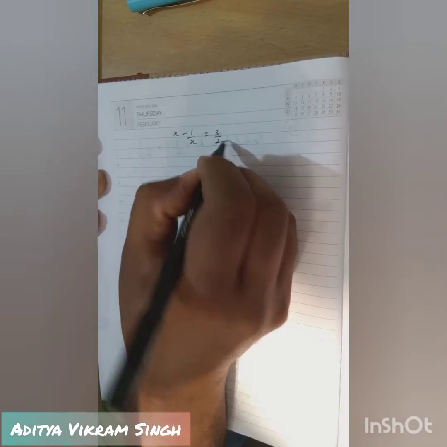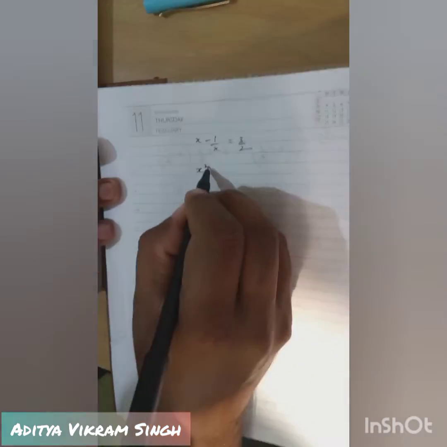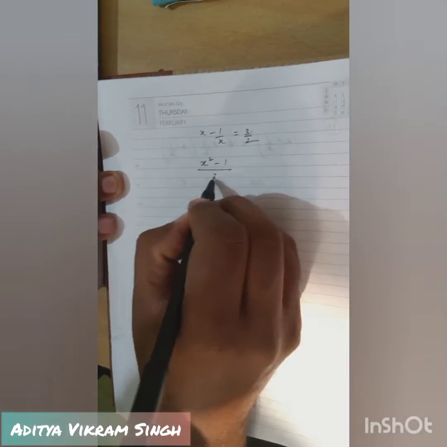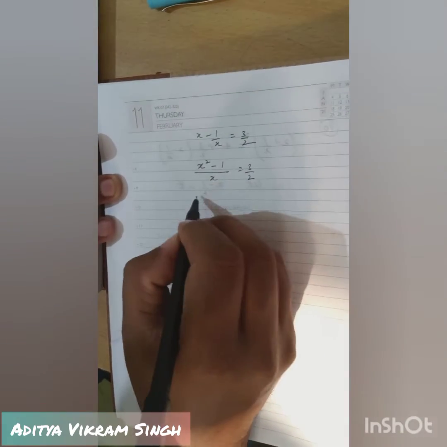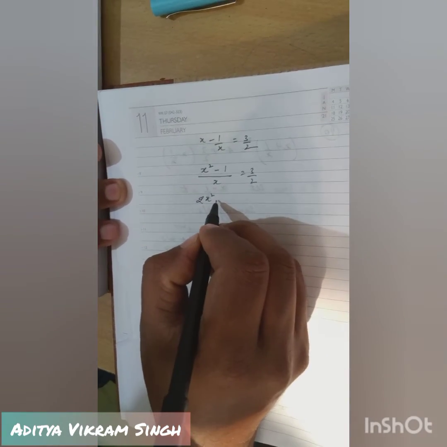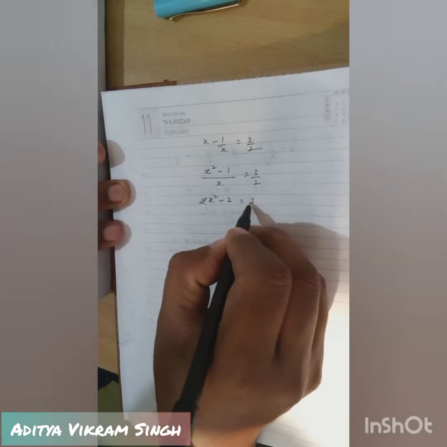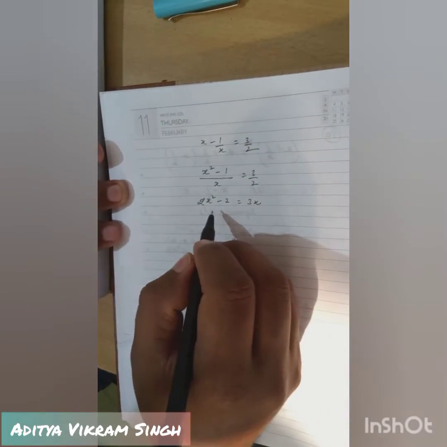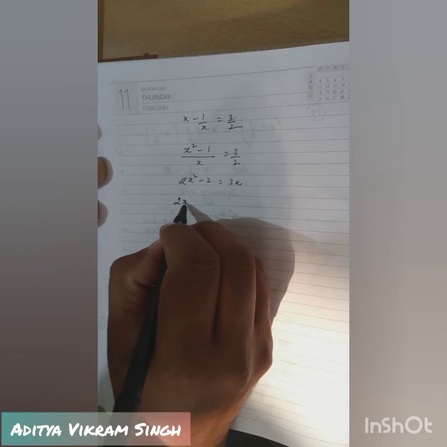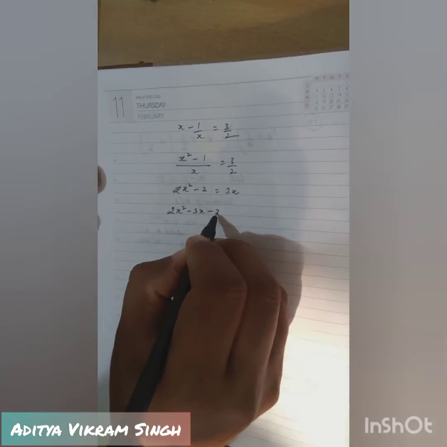x minus 1 by x is equal to 3 by 2. So if we just take LCM, here x square minus 1 by x is equal to 3 by 2. Just cross multiply, we get 2x square minus 2, which is equal to 3x. We just take 3x that side, then it becomes minus 3x, minus 2 is equal to 0.